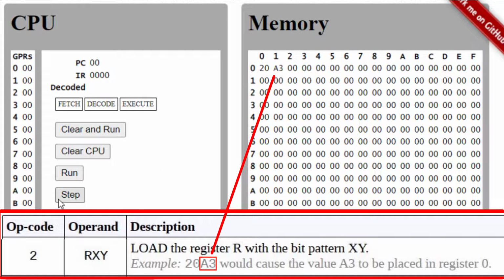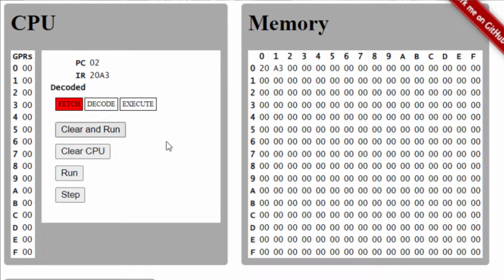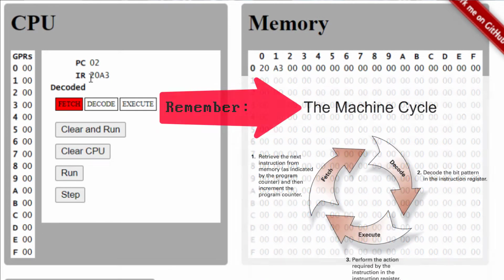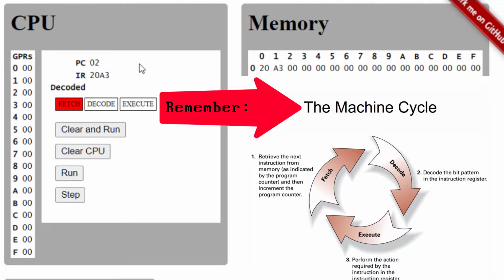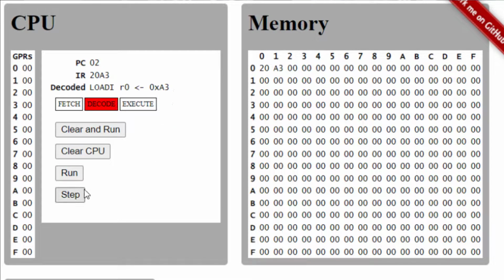Let's go ahead and step through this process here. So if we step, we're going to fetch. It's the first job of the CPU. It's going, all right, I need something to run. Here it is in memory. So it's going to fetch it. You'll notice that it reads the code that we just entered. And it's decoded it as load into register 0 the hexadecimal value A3.